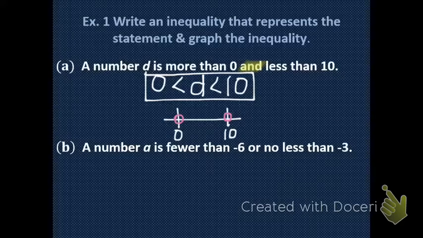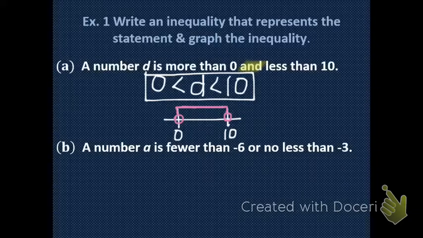Now, the arrow from 0 should be going what direction? D is greater than 0, so my arrow should be going to the right. And from 10, my arrow should be going to the what? To the left, which means my two lines are going to intersect as they should.